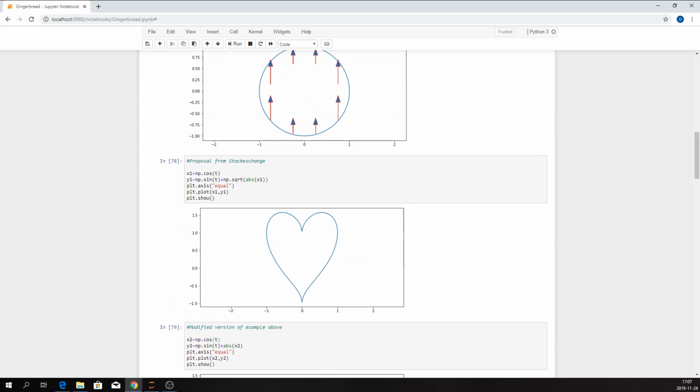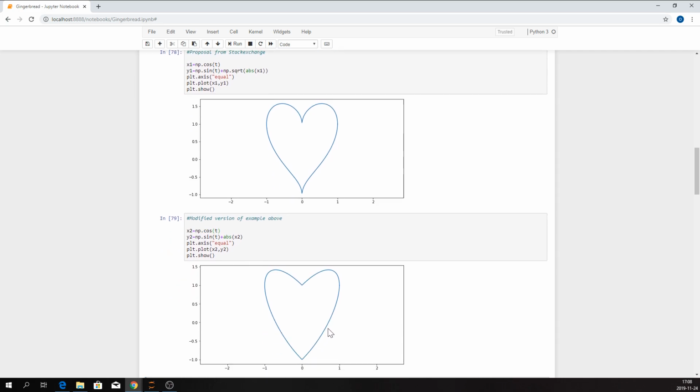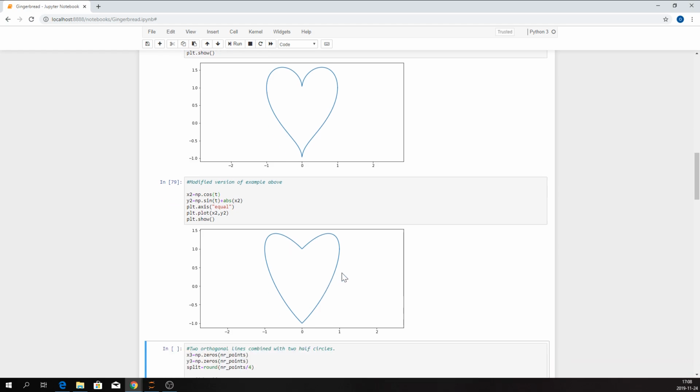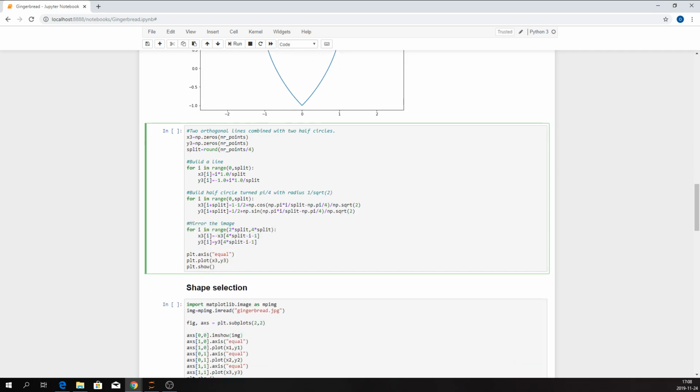I modified that a little bit into this shape. Here you can see I've removed the square root only and adding the absolute x value to the y value is this shape. However, I don't really think that they are similar to my heart, so I tried the third option here. I defined two orthogonal lines and combine them with two half circles, and the half circles are a little bit tilted to 45 degrees. You can see I build a line, I build a half circle on top of the line, and then I mirror the image. Let's see what comes out.